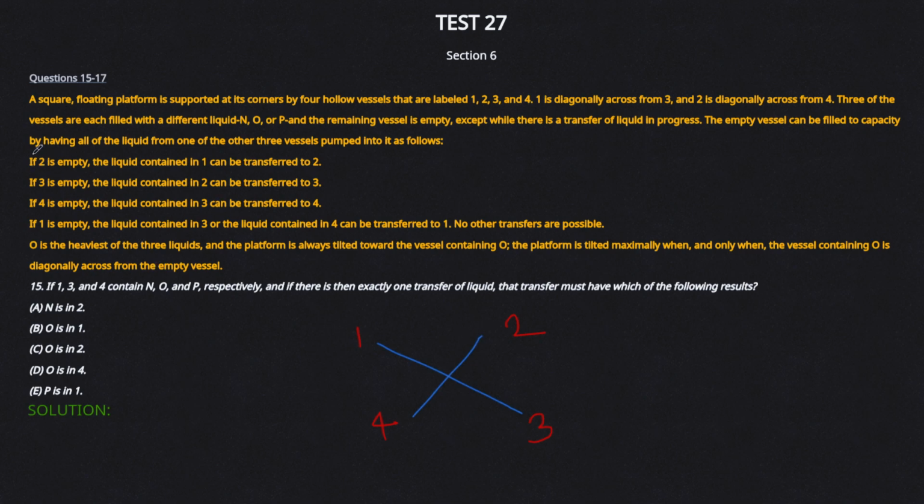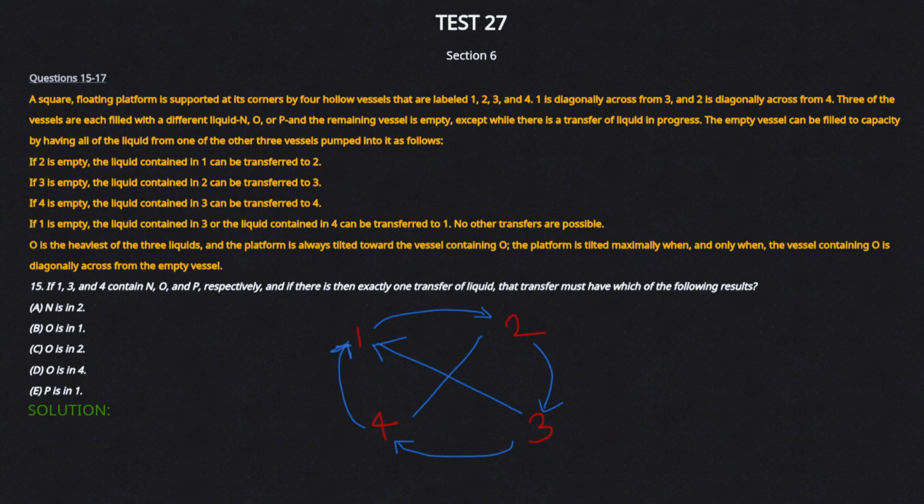what else is possible? If 2 is empty, the liquid containing 1 can be transferred to 2, so this is a possibility. If 3 is empty, the liquid containing 2 can be, yeah, this is a possibility. If 4 is empty, 3, yeah, this one is a possibility. And if 1 is empty, the liquid containing 3 or 4 will be, so this or this. So this is what we're working with at the moment. So this is the whole premise.